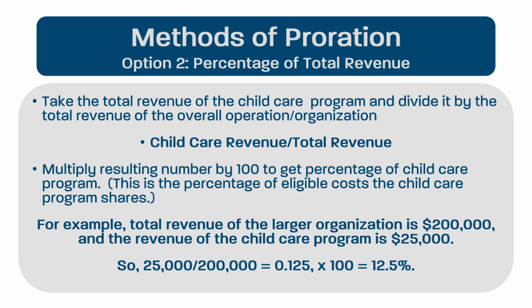Then, divide the revenue from your childcare program by the total revenue for your entire facility. Once you have that figure, it will be a decimal. Multiply it by 100 to get a percentage. For example, if your childcare program revenue is $25,000 and your total revenue is $200,000, divide $25,000 by $200,000. The result is 0.125. Multiply that number by 100 to get the percentage, 12.5%. This means that 12.5% of your overall expenses would be eligible.